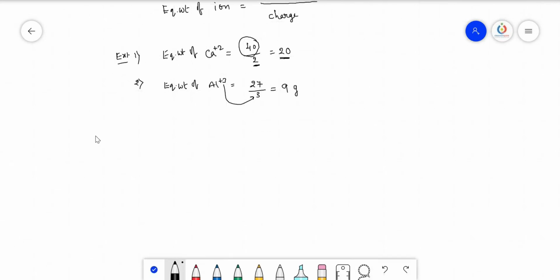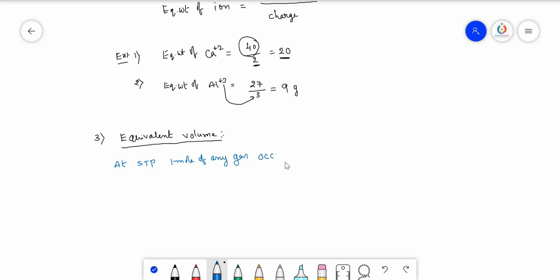Now let's try to calculate equivalent volume. So we know that at STP, 1 mole of any gas occupies 22.4 liters of volume.